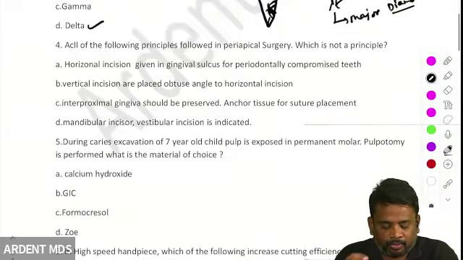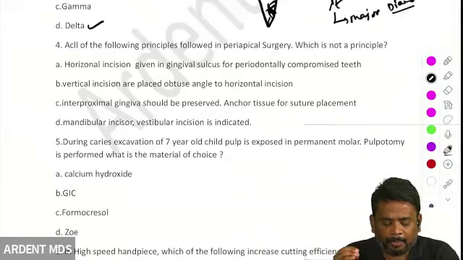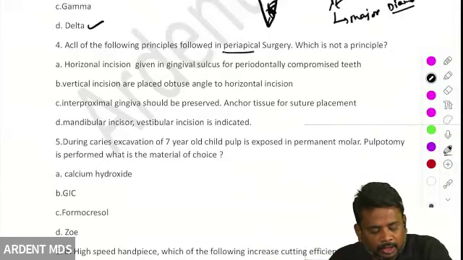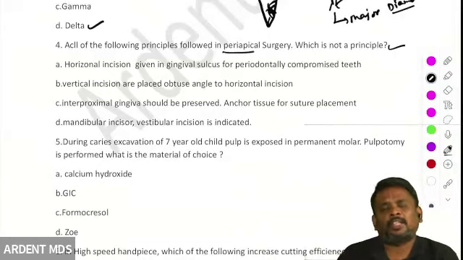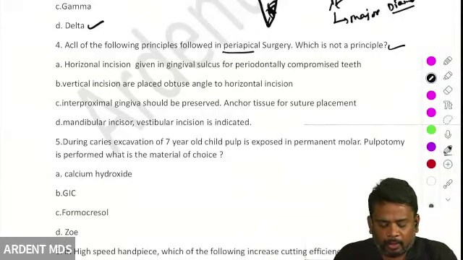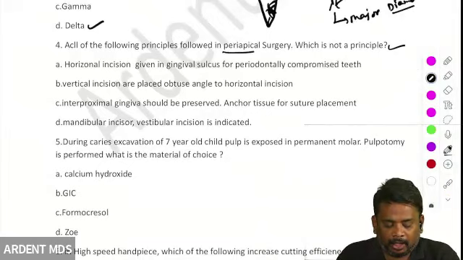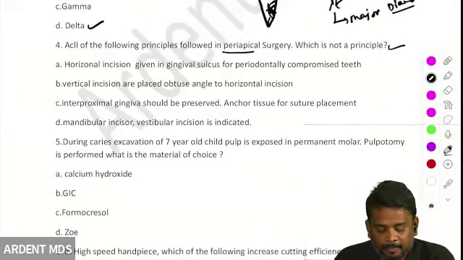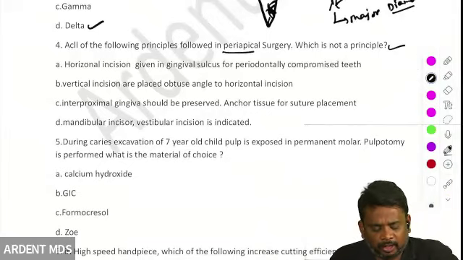Right. So question number 4. All of the following are the principles followed in periapical surgery, which is not a principle? Actually, it is a controversial question, but a good question. Let's go one by one, students. Horizontal incision given in the gingival sulcus for periodontally compromised teeth. Yes. So is it correct? Actually, it is not correct.